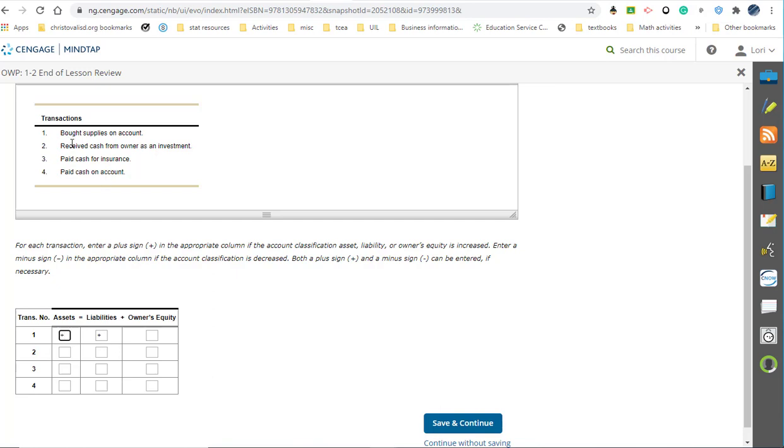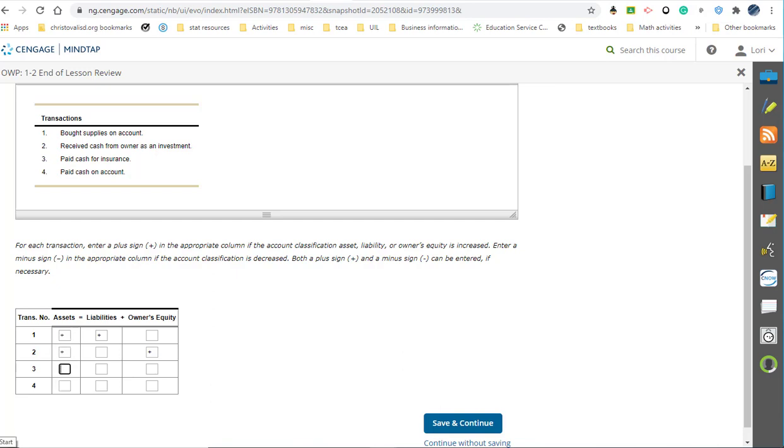Received cash from owner as an investment. Anytime we deal with the owner on that, it's either going to increase or decrease owner's equity. We received cash as an investment, so that's going to increase. He's increased the amount of capital in the company, but we're also going to increase the assets because our cash in our bank account went up.